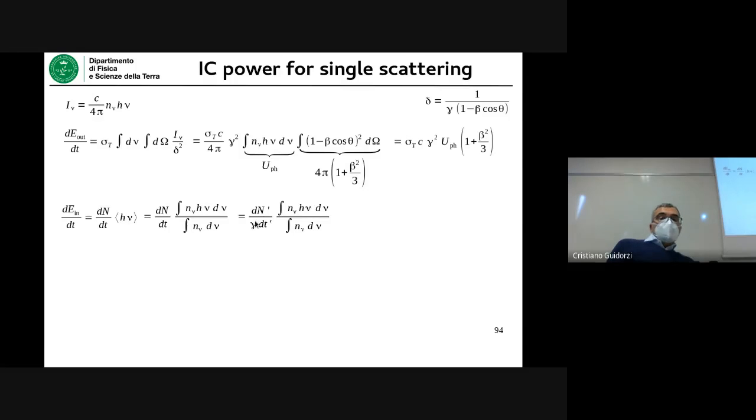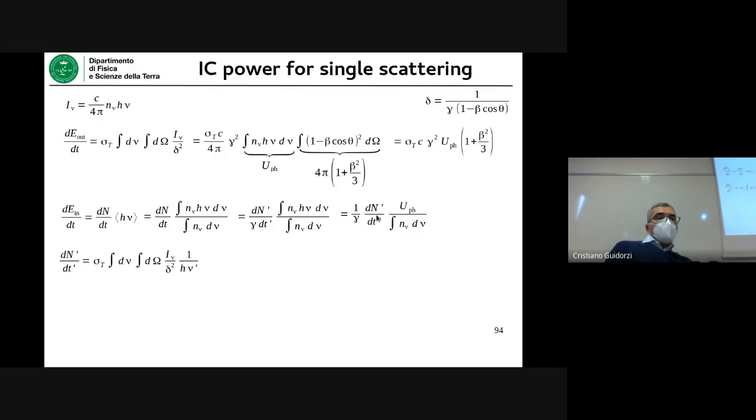This is convenient. Why? Because now what we are left with is dn prime over dt prime, the number of photons that are scattering per unit time in the comoving frame of the electron. I just replaced here the numerator with what I already defined: I defined capital U photons as the energy density associated with the photon field. So I just wrote it explicitly, exploiting the definition. Now let's focus on dn prime over dt prime.